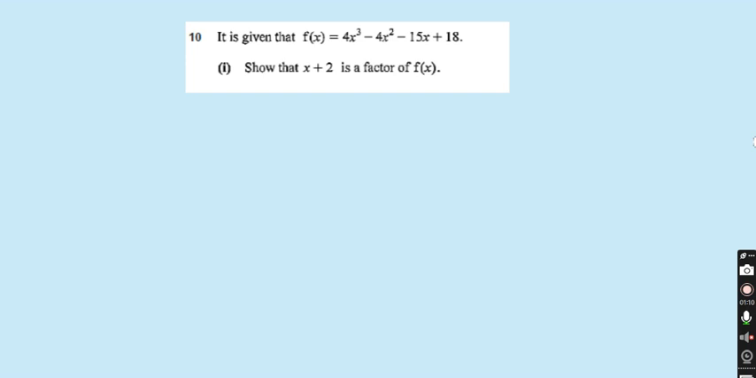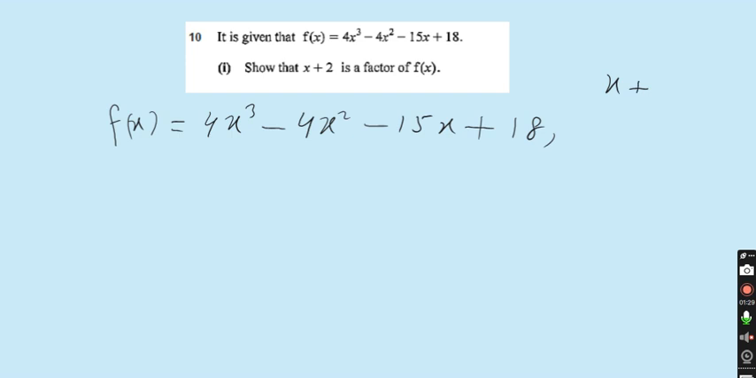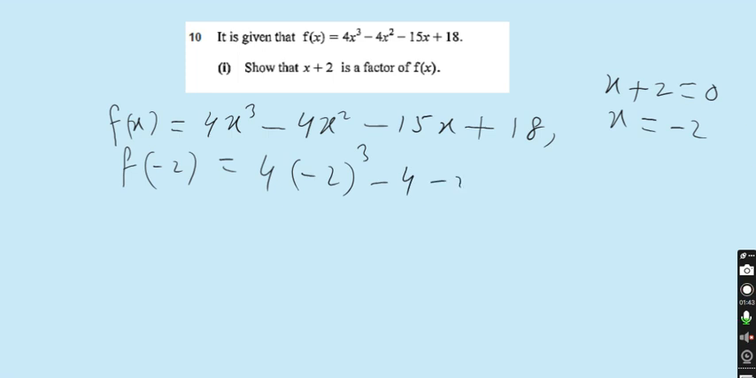Very easy. First write the polynomial f(x) is equal to 4x cubed minus 4x squared minus 15x plus 18. And we have to prove that x plus 2 is a factor, so x should be equal to minus 2. So f of minus 2 should be equal to 0 in order to prove that it is a factor.